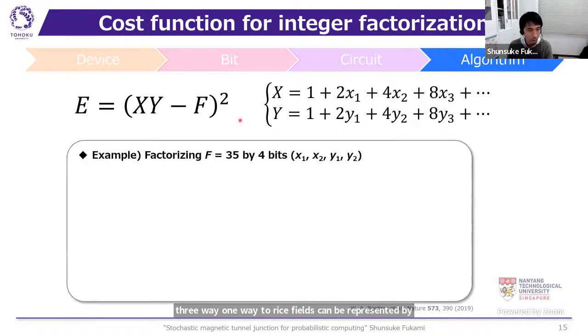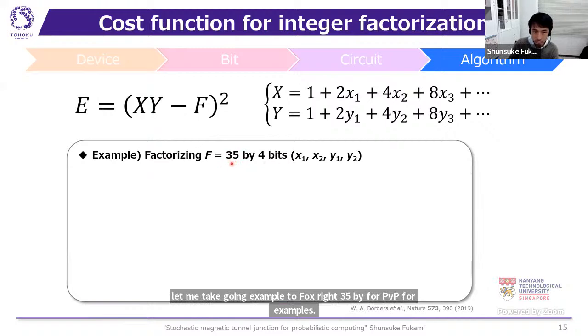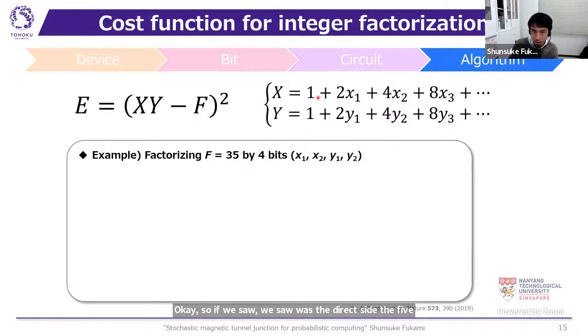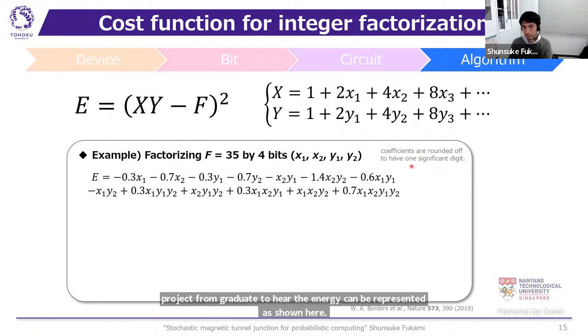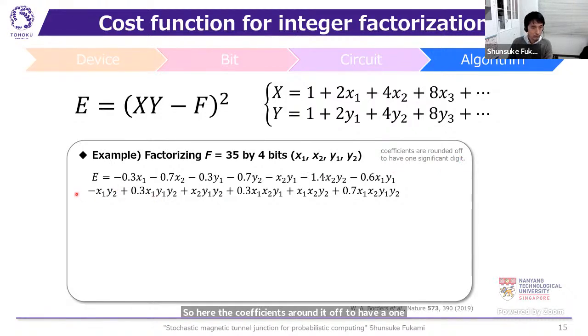Okay, so let me take an example: to factorize 35 by 4 p-bits. If we substitute 35 here and we use 4 p-bits, so 1 plus 2x1 plus 4x2, and 1 plus 2y1 plus 4y2, and we substitute this large X and large Y to here, the energy can be represented as shown here. Here the coefficients are rounded off to have one significant digit. So this is the energy to solve the integer factorization of 35.